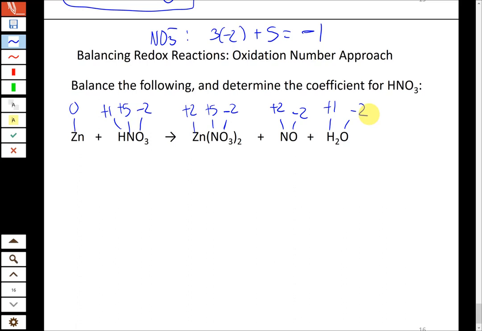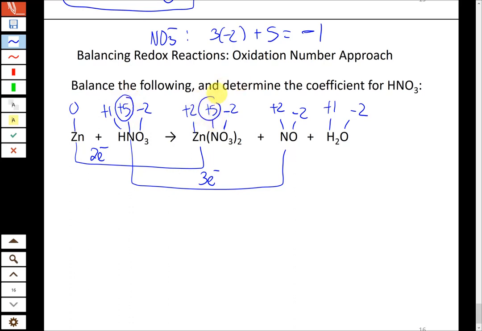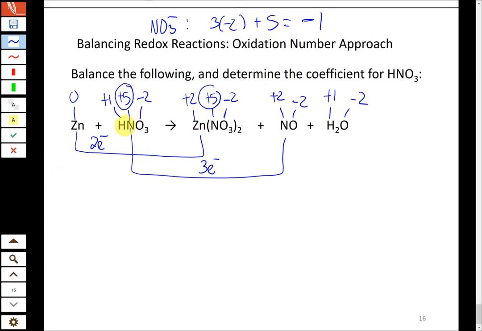And the problem that we have in this case, so we can identify the ones that are changing. We have zinc going from 0 to +2. That's pretty easily a 2-electron process. And then we have nitrogen going from +5 to +2. That's pretty easily a 3-electron process. But the other issue that we have in this problem is that we have some nitrogen that's staying at +5. Because nitrogen only appears once on the reactant side in HNO3, but it appears twice on the product side. In some of the product, it's going to be +5, and the other product is going to be +2. So the way that I like to handle this then is balance HNO3 in 2 parts.